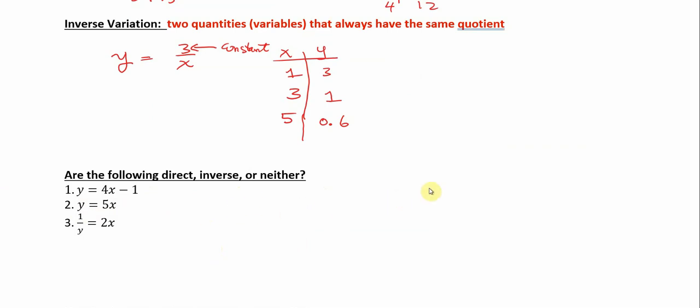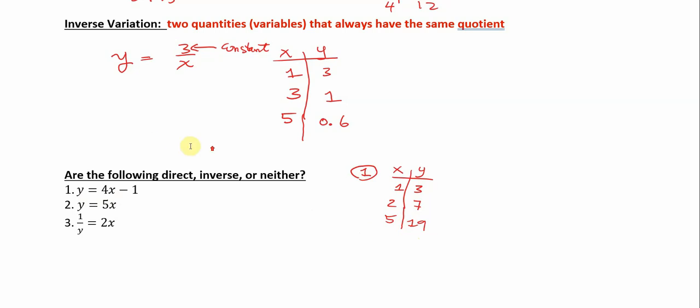Now we can make a quick table, x and y, and let's put in some values for x. If x is 1, then y is 4 times 1 minus 1, which is 3. If x is 2, then y is 8 minus 1, which is 7. Let's say if x is 5, then this is going to be 19. Okay, so is this direct, inverse or neither?